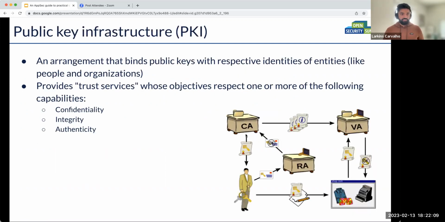Public key infrastructure. Public key infrastructure is a way of generating secrets and certificates, managing them, creating them, and distributing them. It provides us with confidentiality, integrity, and authenticity. What is a certificate? It's an electronic document issued by a trusted certificate authority.